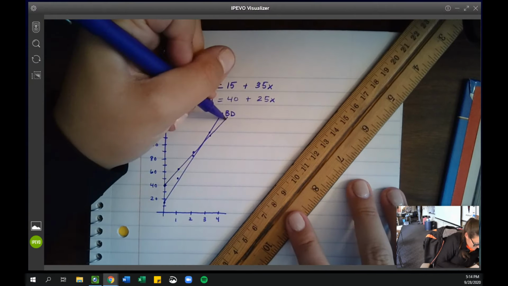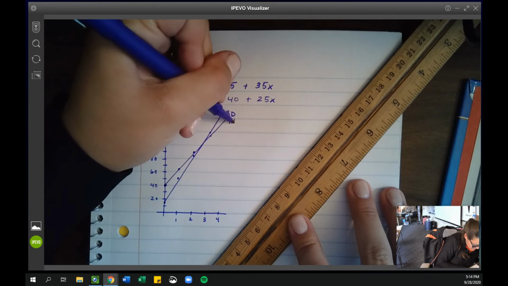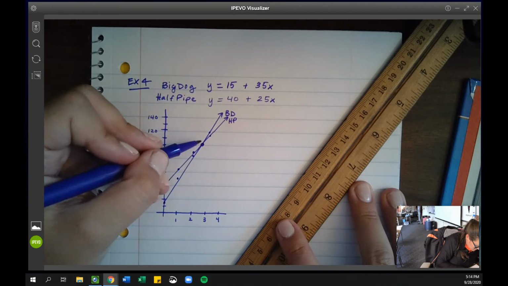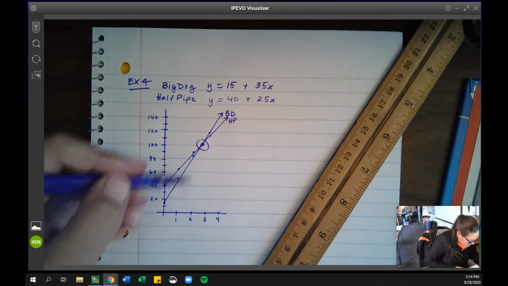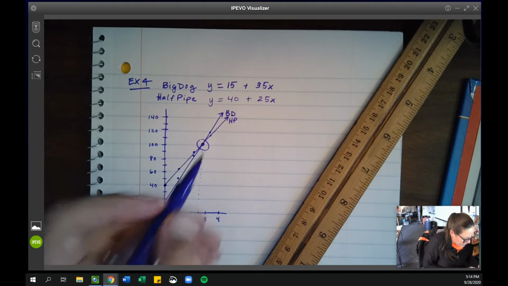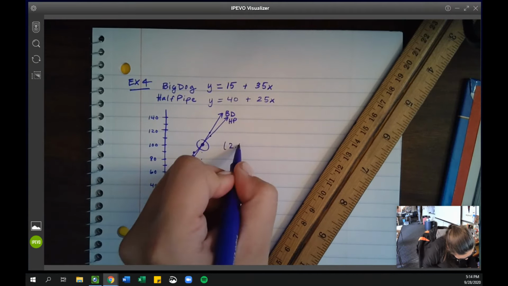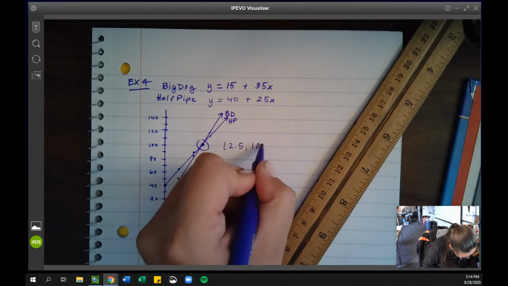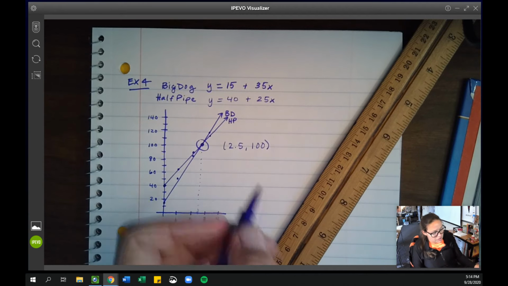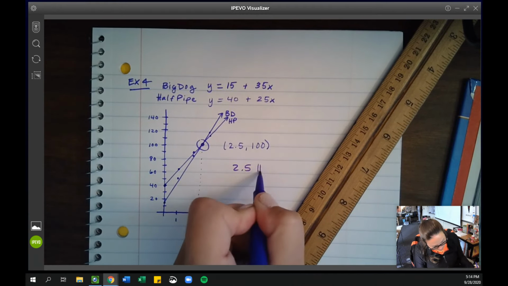Half Pipe. Then we look. Looks like right about there, which is about 2.5 hours and $100. So when you've had 2.5 hours worth of lessons at both places, it's going to cost you $100 at both places. So our answer is 2.5 hours.